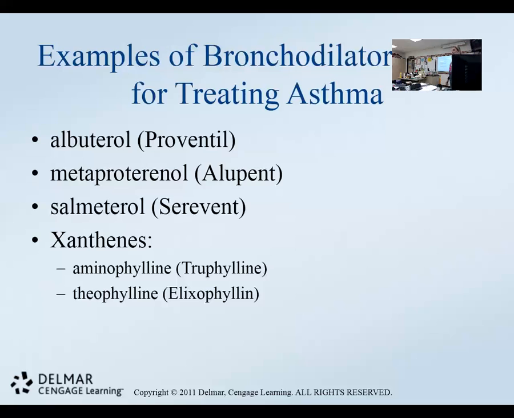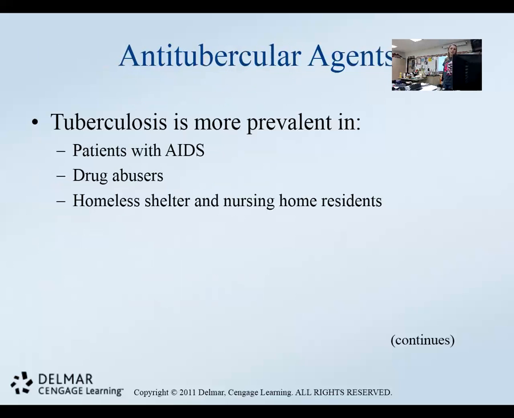Ceravent, the vent in there, like a ventilator. Proventil. And then these xanthines, theophylline is an example of that. These open up the bronchial tubes.